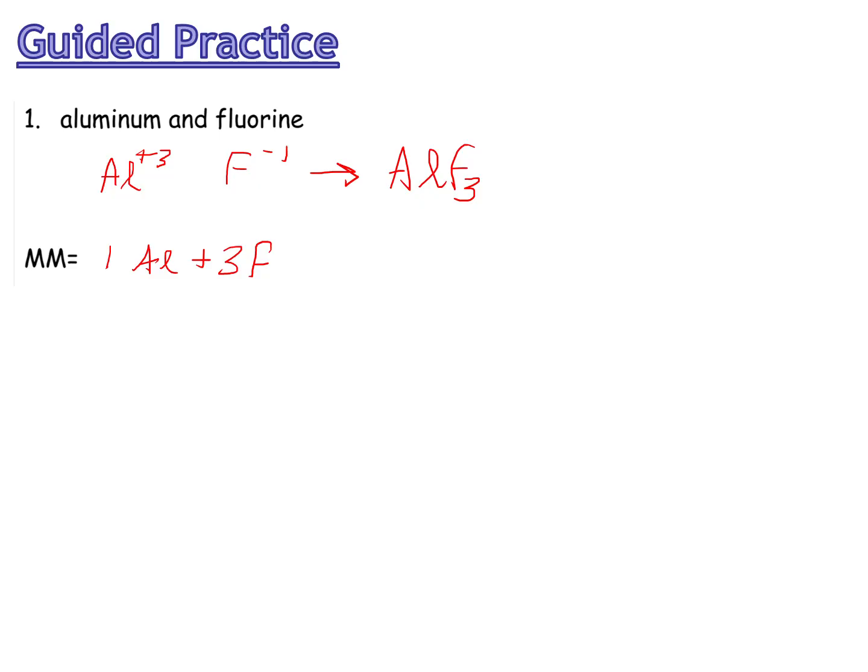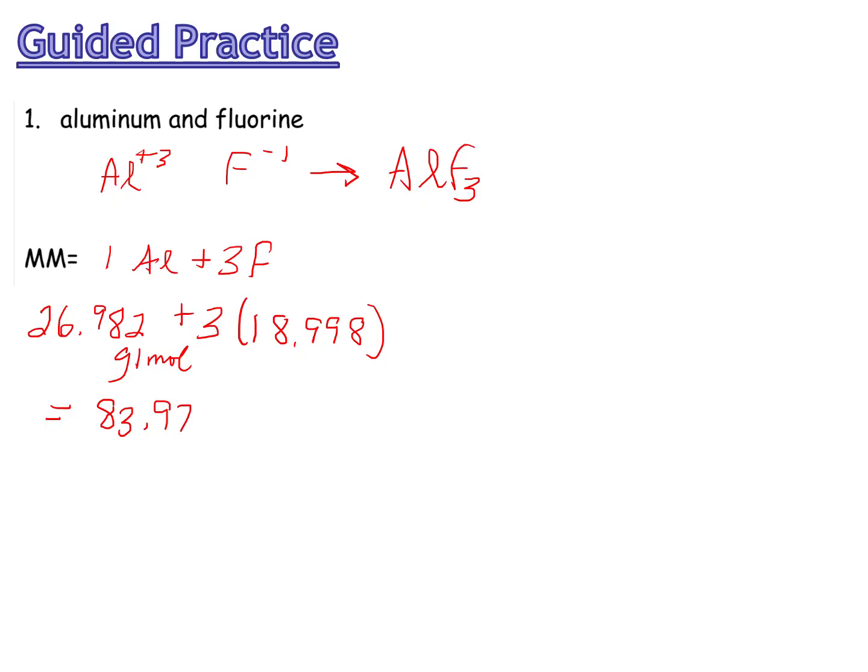So the atomic mass of aluminum is 26.982 grams per mole. That's the official unit. Plus 3 times fluorine, which is, I can never remember, 18.998. You do the math, and you get that the molar mass is equal to 83.976 grams per mole.